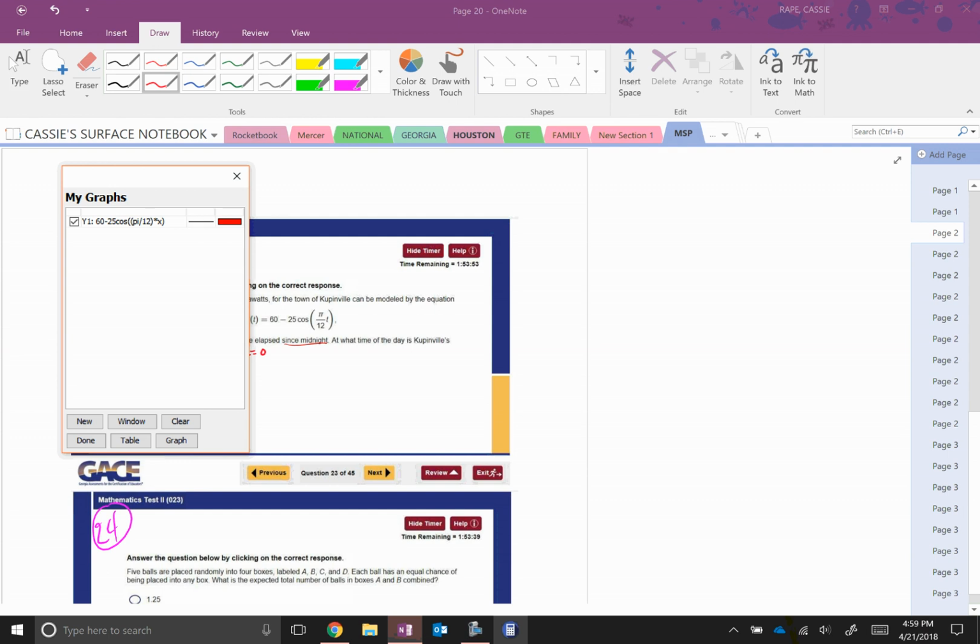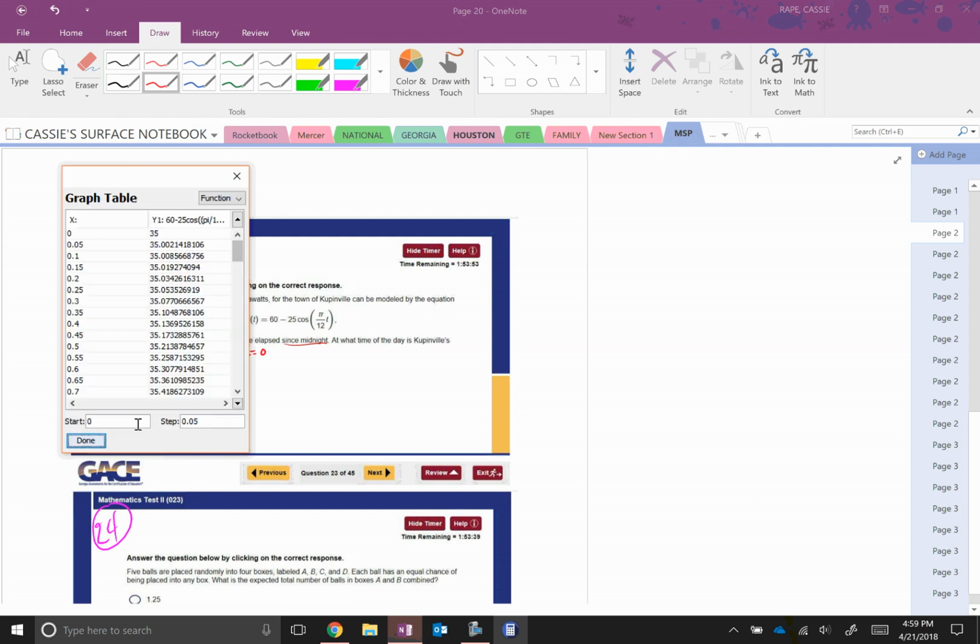Remember, the numbers are 0, 6, 12, and 18. I'm going to go to the table. You'll notice that the step on this table is in T90 increments. So what you've got to do is delete it and tell it you want it to step at 1 at a time. Done doesn't help you get there. What you have to do is, if you change the step, put your cursor back there on the start.